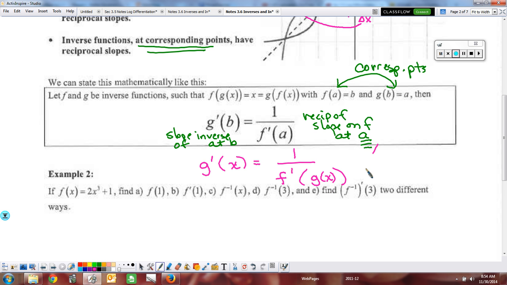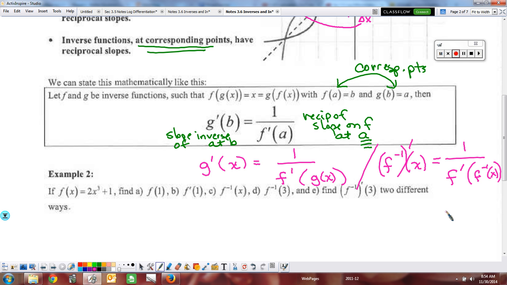You can also see this written as f inverse of x, because g is the inverse. Maybe they like to use this. And then we need to make sure we're doing the derivative. So the derivative of the inverse at x is the reciprocal of the derivative of f at f inverse of x.